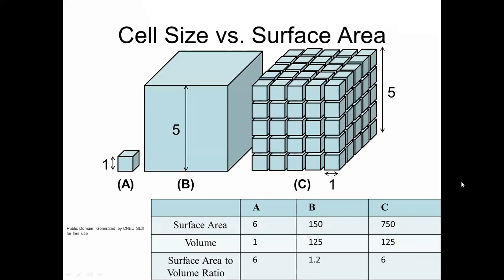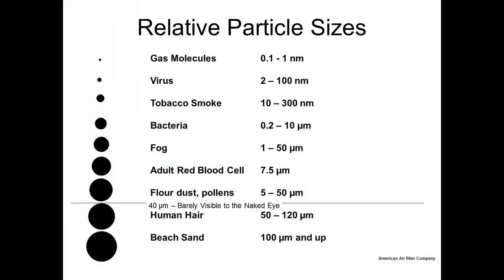So this shows us the cell size versus surface, and as we divide larger surfaces into smaller units, we get a greater surface to volume ratio. We've seen this a number of times in our discussions of nanotechnology. And this is a nice slide to show us some standards to give us an idea of what we're discussing.